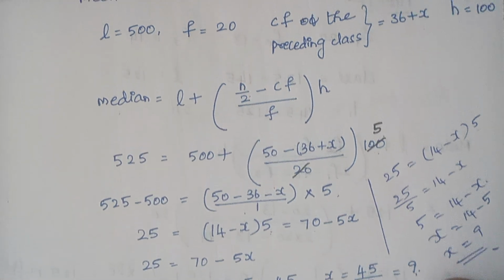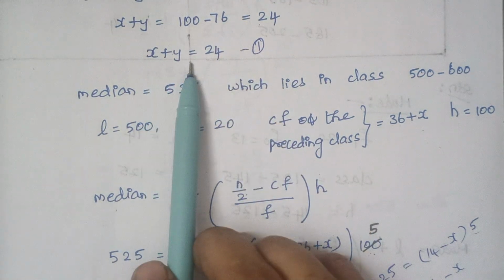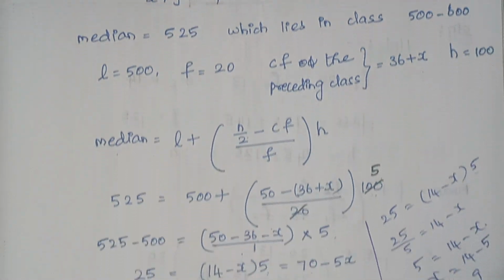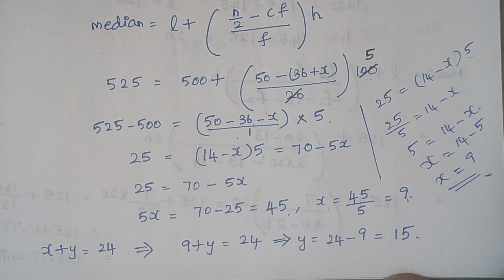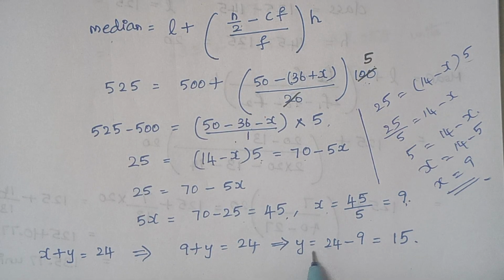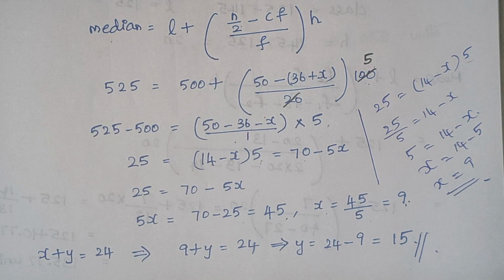Once you know the value of x, you see here we had framed our equation number 1: x plus y is equal to 24. Now you can substitute the value of x over here. So x plus y is 24 and the value of x is 9. So y is nothing but 24 minus 9, which is equal to 15. Finally, we have calculated the values of x and y. That's all.